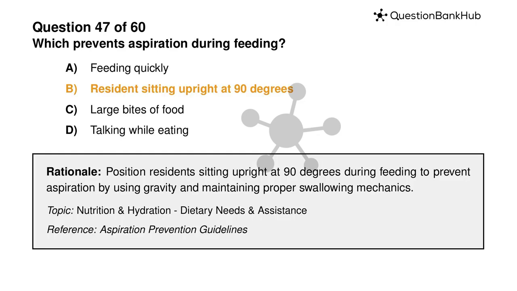The correct answer is B. Resident sitting upright at 90 degrees. Position residents sitting upright at 90 degrees during feeding to prevent aspiration by using gravity and maintaining proper swallowing mechanics.